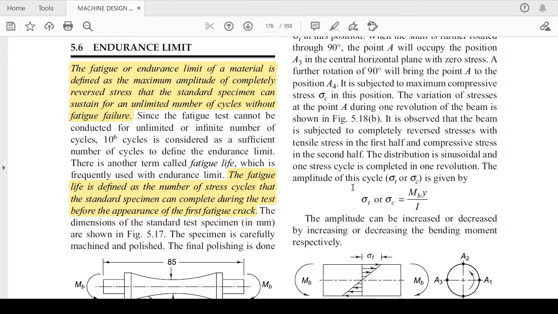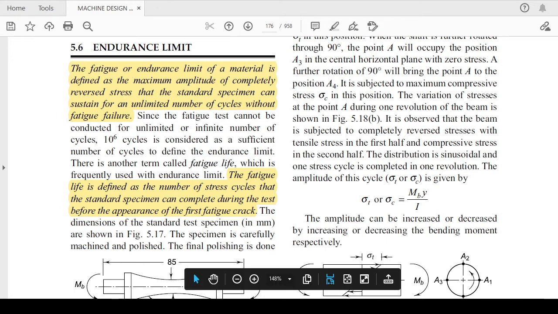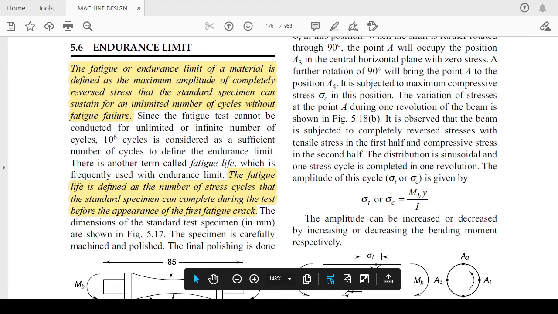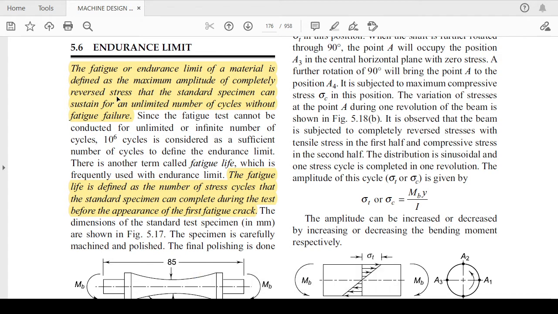Now we come to what is called the endurance limit. What do you understand by this endurance limit? Basically, the endurance limit, or fatigue limit, of a material is defined as the maximum amplitude of completely reversed stress that the standard specimen can sustain for an unlimited number of cycles without fatigue failure. Ultimately, it is the capacity of that particular material to sustain an unlimited number of cycles without any kind of failure.